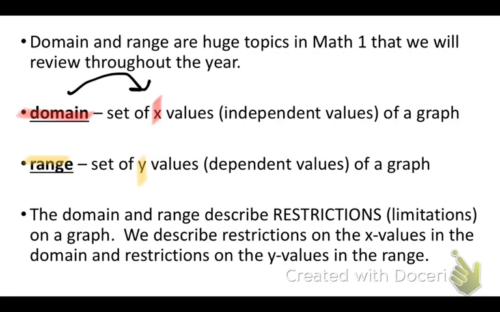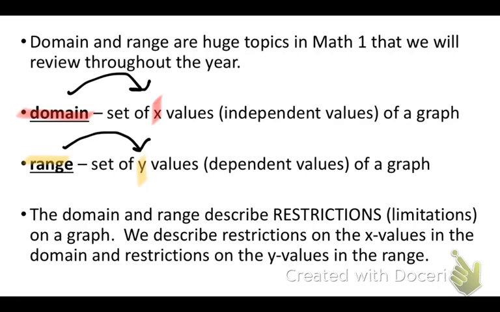Domain always refers to x, and range always refers to y. So before we continue, we need to do a little exercise to help us remember that. When I say domain, you say x. Domain, domain, domain. Now when I say range, you say y. Range, range, range. Now I'm going to mix it up. Same thing though. If I say domain, you say x. If I say range, you say y. All right, you ready? Domain, domain, range, range, domain, range, domain, domain, range, range, range, domain.